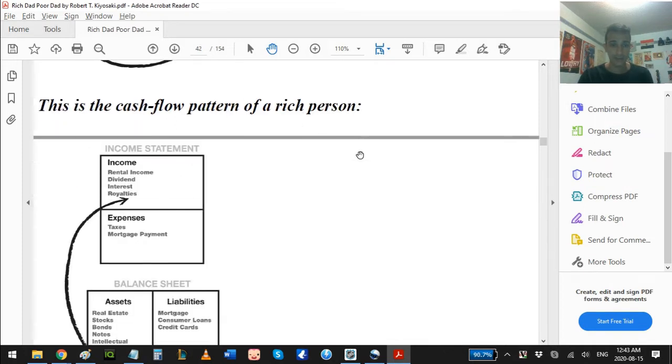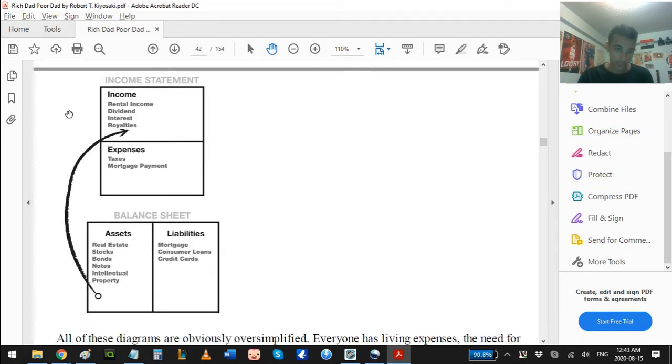Now let's see. This is the cash flow pattern of a rich person. The first thing you notice is they have no job. Their income source is their assets, as you see. Rental income comes from owning real estate. Dividends come from owning stocks, and so on, right? They do have expenses, they do have liabilities, but the idea is to grow your asset column so much that you're able to afford liabilities. And some liabilities can be good, like having mortgages. It's more in depth in the book, I won't get into it now, but there's something called good debt and bad debt.